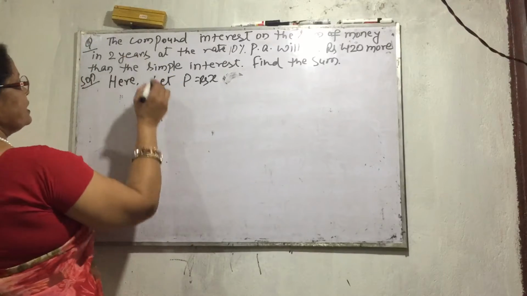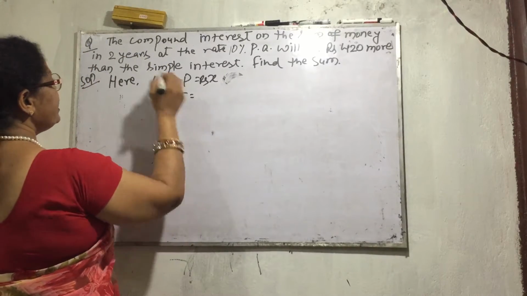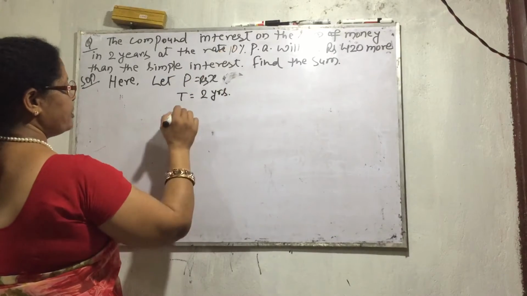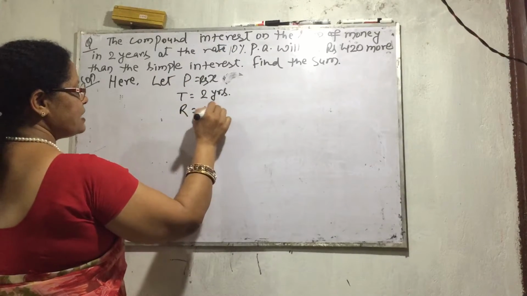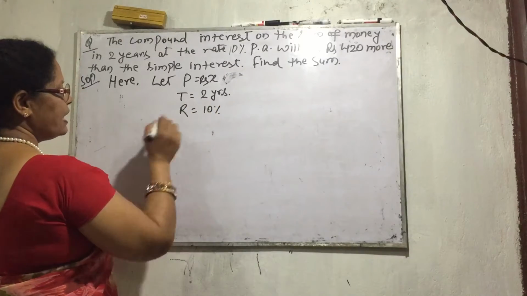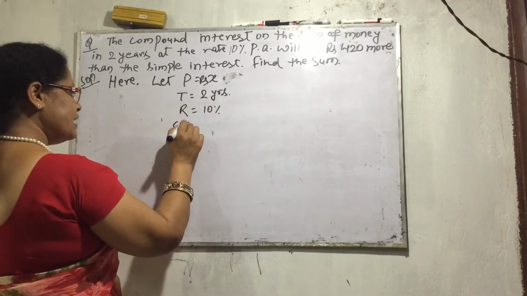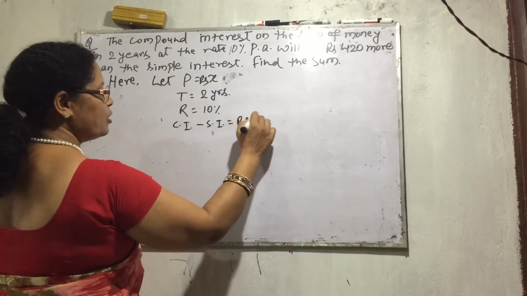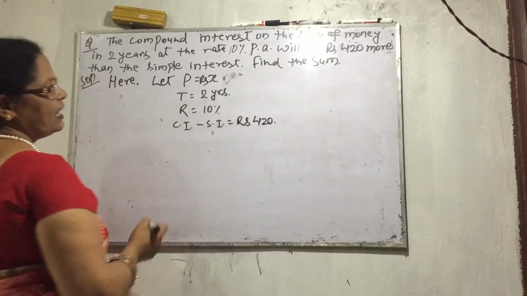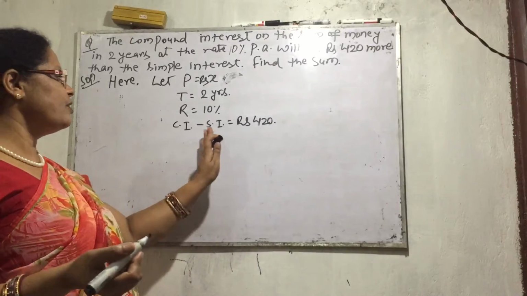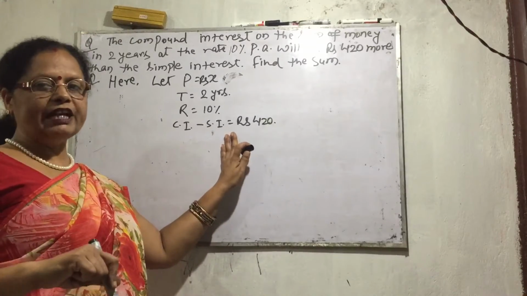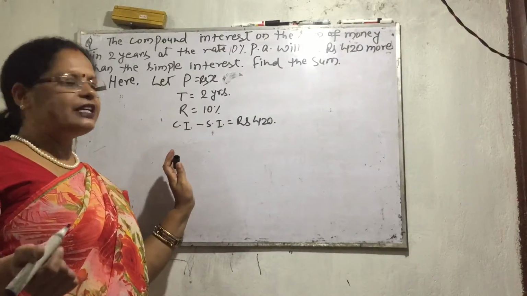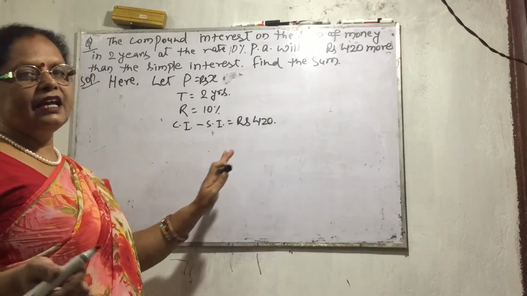So after this, T equal to how much? T equal to given 2 years, R is given 10%. And one more thing is given, CI minus SI equal to rupees how much? 420. In this question, first we have to find out simple interest, after that compound interest, and we have to subtract, we have to find out the difference of CI and SI.